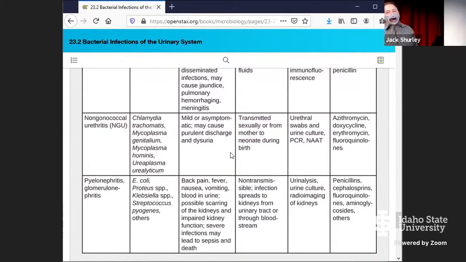The non-gonococcal urethritis, the spot where I paused as we were scrolling through this. When we look at this, there's handfuls of organisms that may cause urethritis.